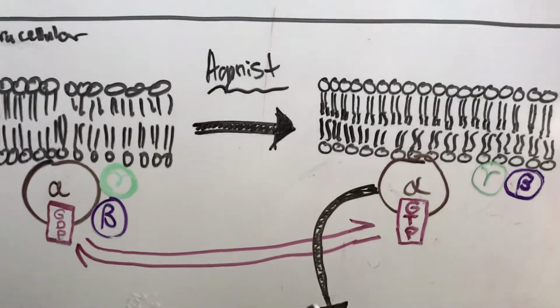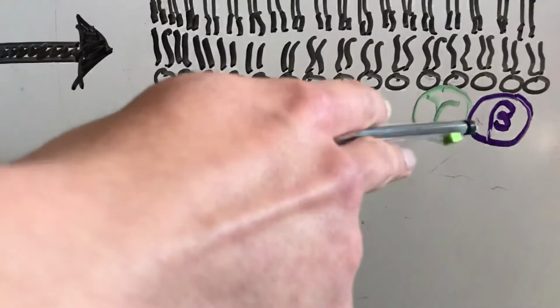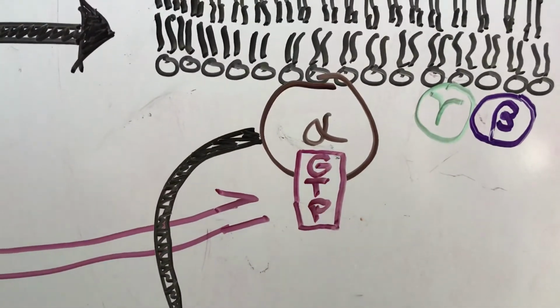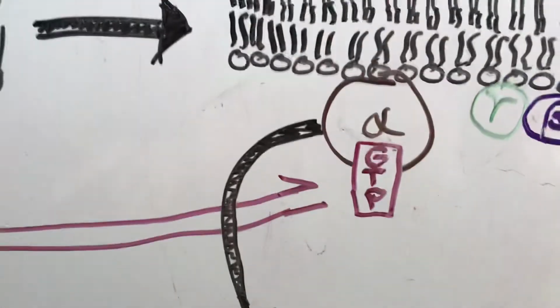The dissociated alpha G protein and the beta and gamma G protein subunits will interact with other intracellular proteins to continue cascades of signal transduction.